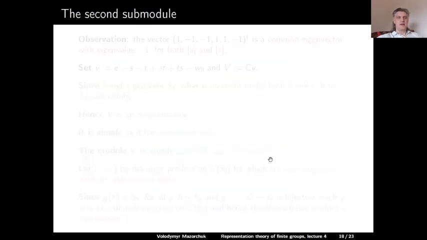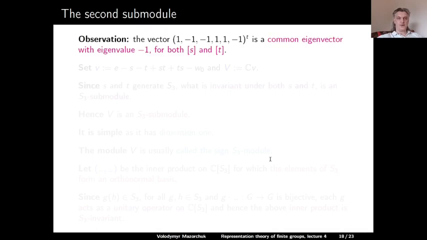Okay, so now let us observe the following. The vector 1, minus 1, minus 1, 1, 1, minus 1 is a common eigenvector with eigenvalue minus 1 for both matrices S and T. So the corresponding element of the regular module is the element E minus S minus T plus ST plus TS minus W0. So you take the sum of group elements, but you add the sign depending on the sign of your element. For odd elements, you write minus 1.